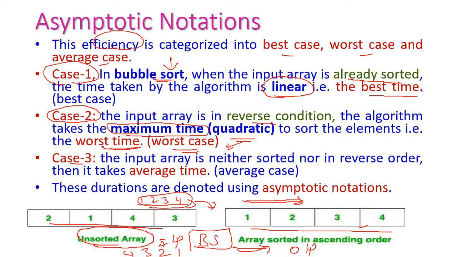And the last one is case 3. Here the input is neither sorted nor in reverse order. Some random numbers, for example, 2, 1, 4, 3. Now the algorithm will take average time to sort the array. These durations, how much time it will take to sort the array, are denoted by using asymptotic notations.